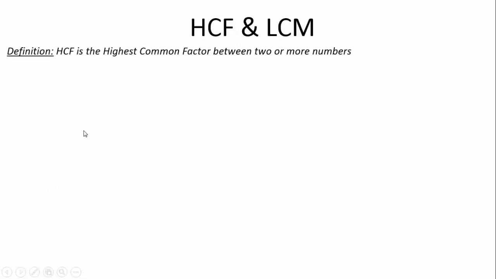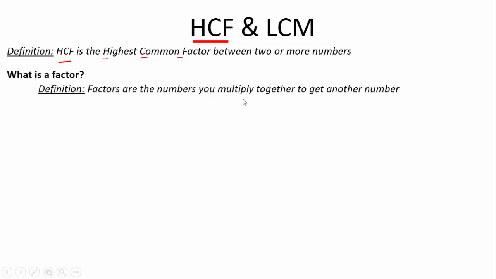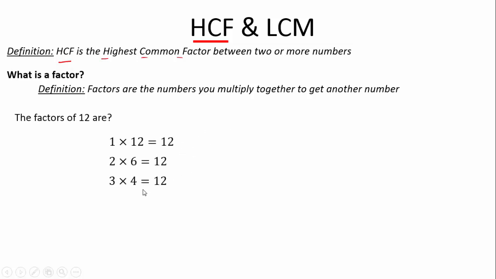So the highest common factor, we're going to start with that, the highest common factor, HCF, as you might see. HCF is the highest common factor between two or more numbers. Okay, so what does that mean? What is a factor? Factors are the numbers you multiply together to get another number. So what are the factors of 12? 1 times 12 is 12, 2 times 6 is 12, 3 times 4 is 12. So the factors of 12 are 1, 2, 3, 4, 6, and 12. Those are the factors of 12.